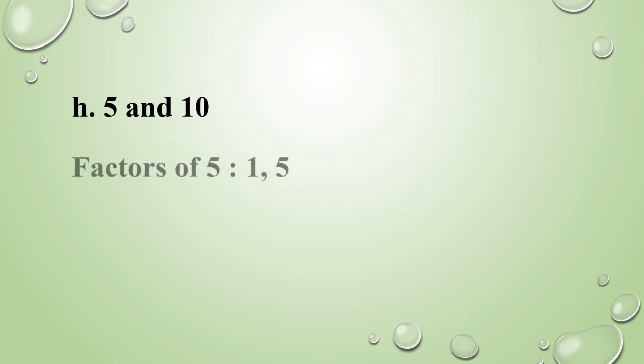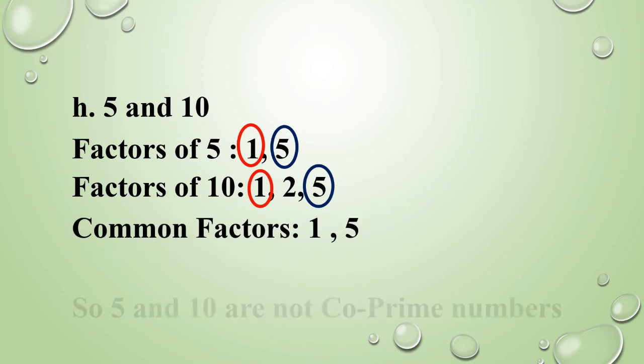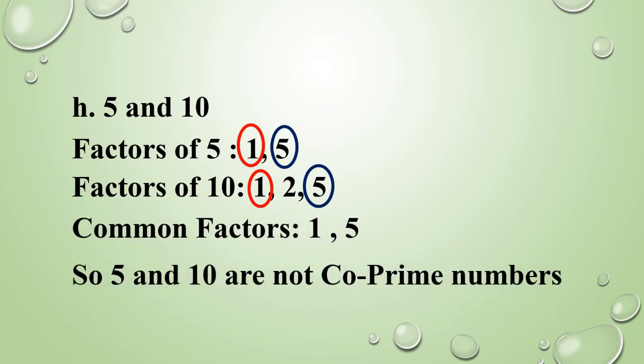Now let's do its last part, H part, 5 and 10. Factors of 5 are 1 and 5. Factors of 10 are 1, 2, 5 and 10. So let's find out the common factors. 1 is common and 5 is also common in them. So there are 2 common factors, 1 and 5. So 5 and 10 are not co-prime numbers.